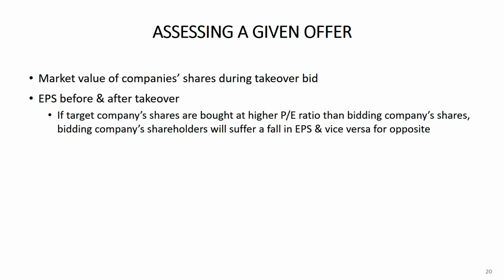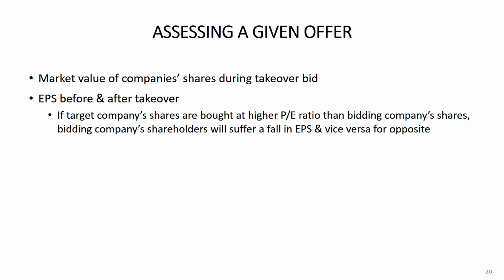If the target company's shares are bought at a higher PE ratio, higher compared to what? Compared to the bidding company shares. Very important. You have to see your company shares and the target company shares. Let's say I am the bidder and my PE ratio is 5. But the target company which I'm going to take over has a PE ratio of 8. It's more than mine, and I'm taking over that company. What's happening to me? The bidding company shareholders will suffer a fall in EPS, and vice versa for the opposite. My earnings per share will go down if I still buy at that price earning ratio.